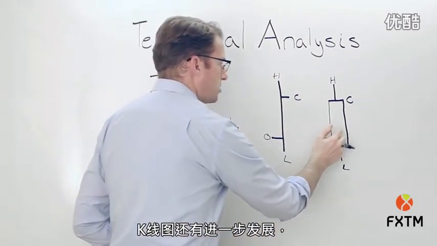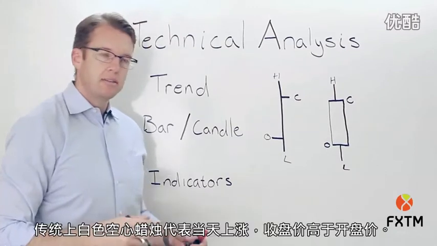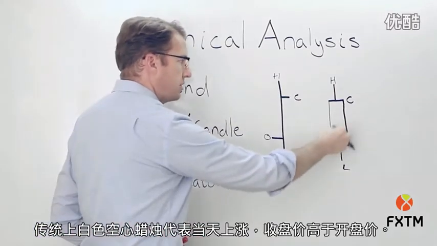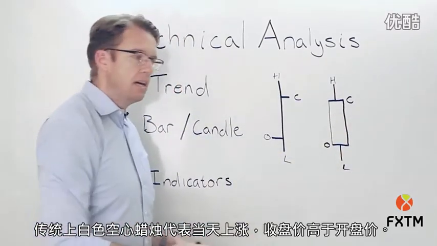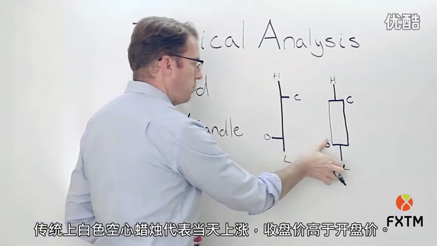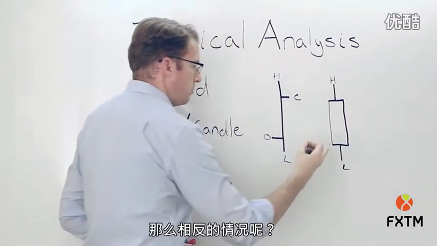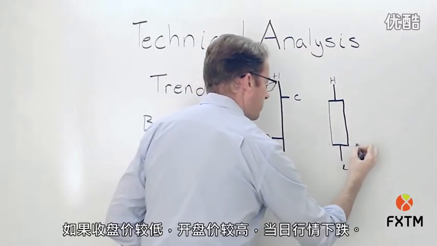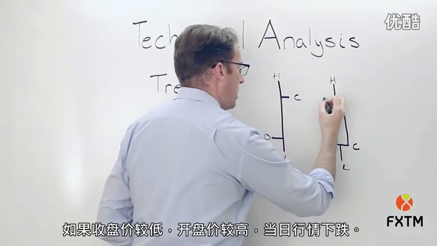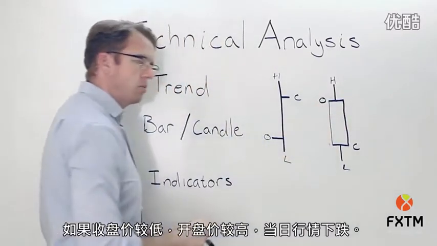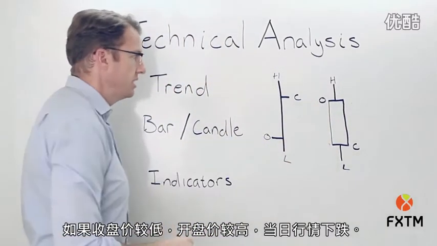Now candles also go another step further, in that traditionally a hollow candle like this, so one that is white, represents a positive day in the market, where the close is above the open. But what if that was just the reverse? What if we had the close down below here and the open was up towards the high for the day, so it was actually a negative day?